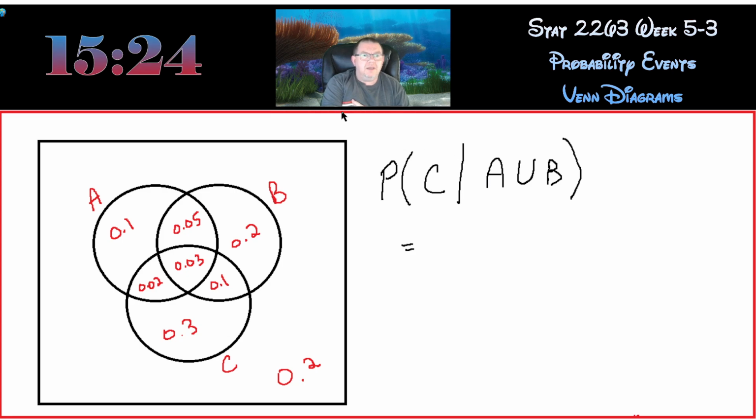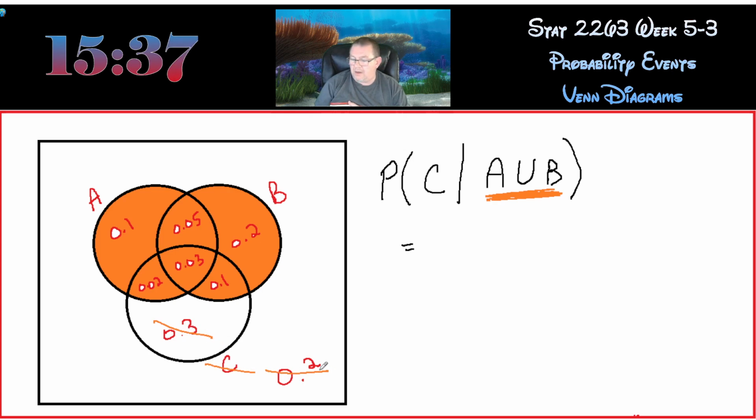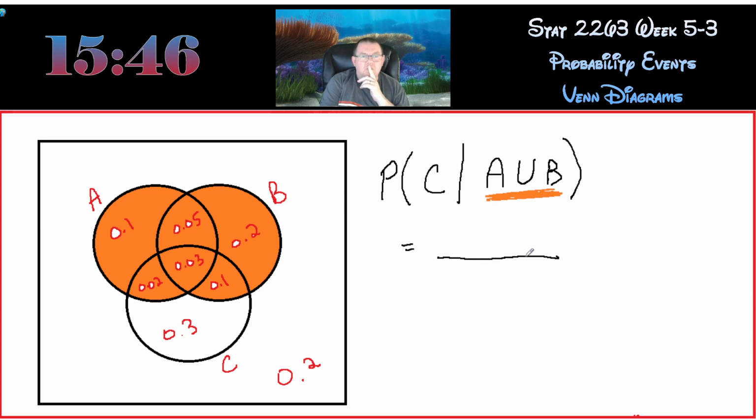A union B is given. So this means everything in A and B is my new world. And effectively, I don't care about any of this stuff out here. I'm not going to mark it up because I want to be able to undo what I'm doing here. But I don't care about any of that stuff. And then what I'm asking for is, what's the probability of C? Well, this number is in C. This number is in C. And this number is in C. And those add up to 0.15.